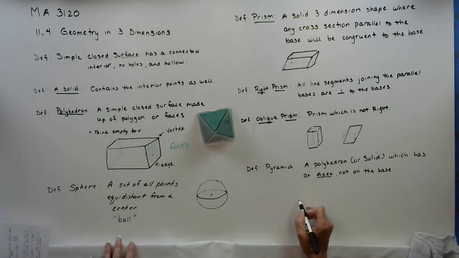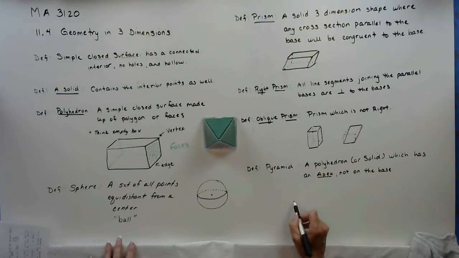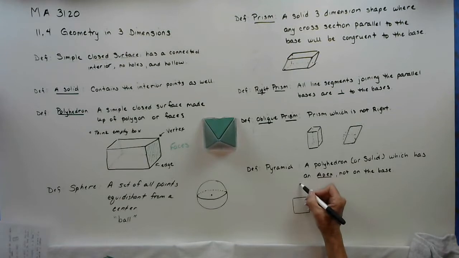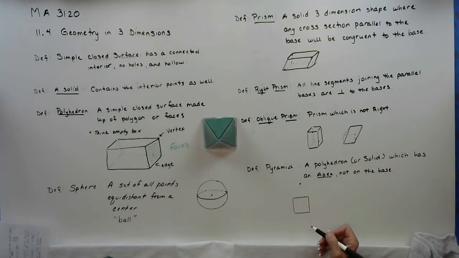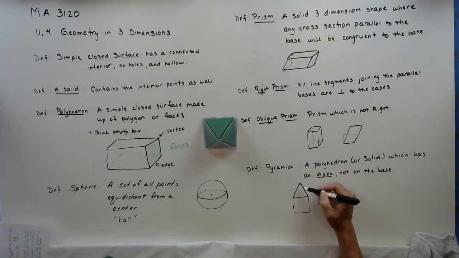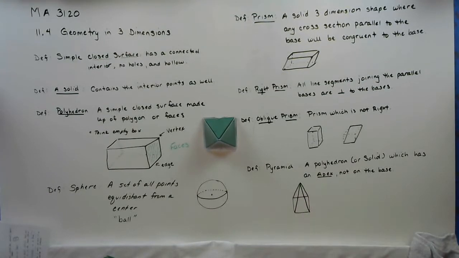So here's a way to draw one. Let's say we draw a pyramid with a square base. Easiest way to draw it is to draw the square first. There's your base. Draw the apex. It's not a vertex here, it's called an apex. That's not sitting on the base. And now connect that apex to all 4 corners.